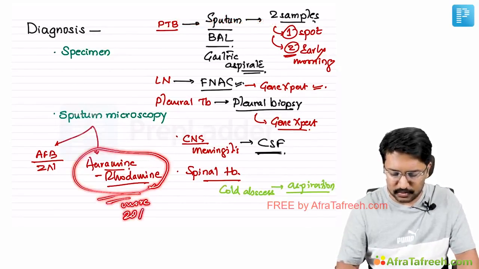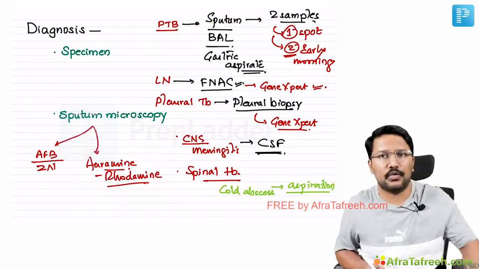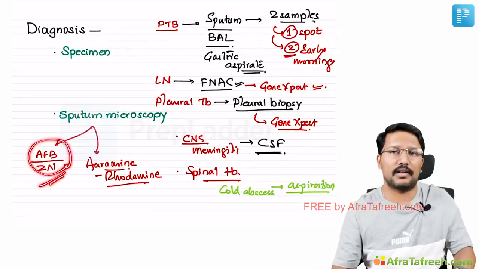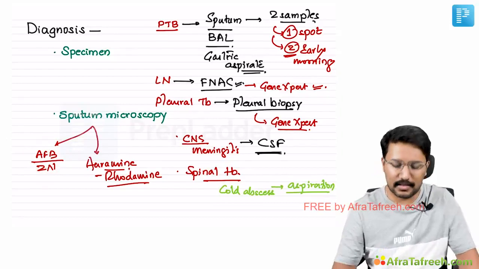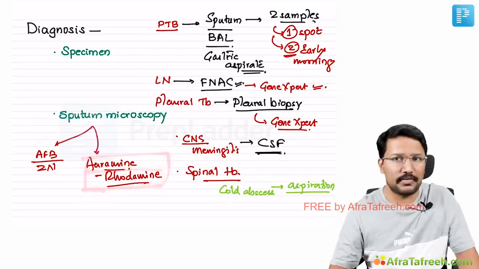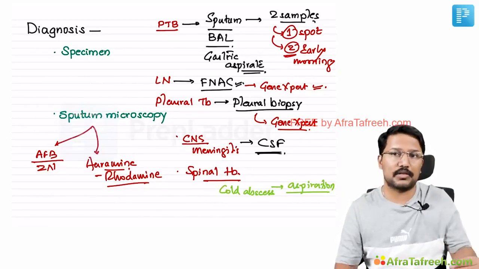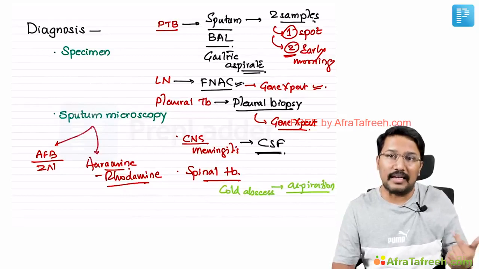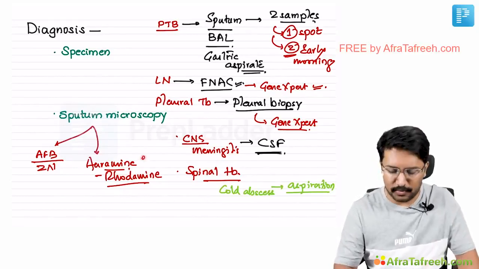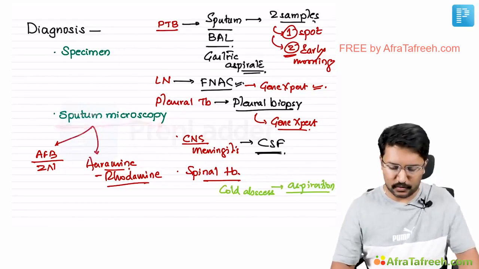It is 20% more sensitive than our conventional AFB. So none of the current guidelines focus on Ziehl-Neelsen stain and the conventional AFB. All the current guidelines recommend preference to auramine rhodamine stain. So definitely be aware of that, because it is 20% more sensitive. So 20% of those patients who could have been declared negative by Zn stain can be identified by auramine rhodamine stain, right? So that is about the sputum microscopy.